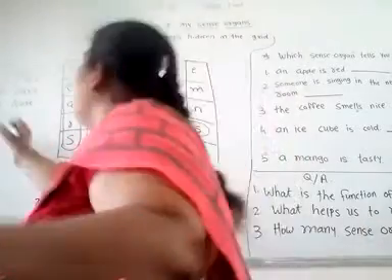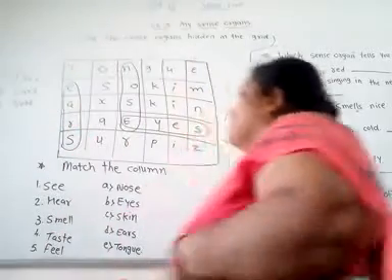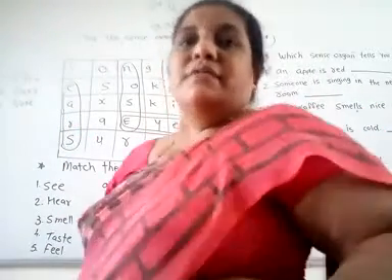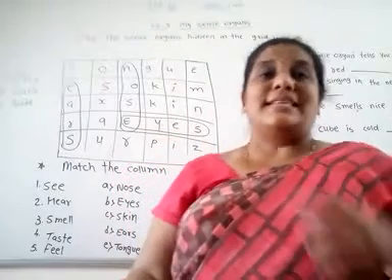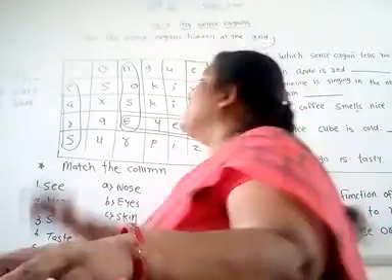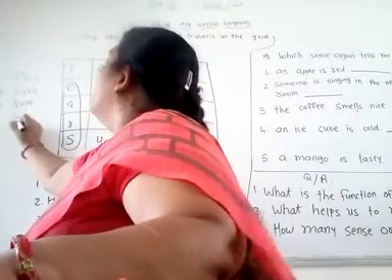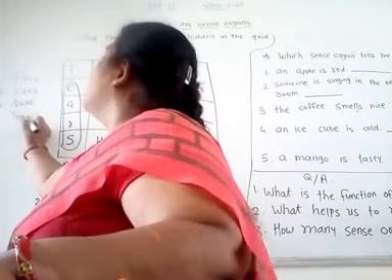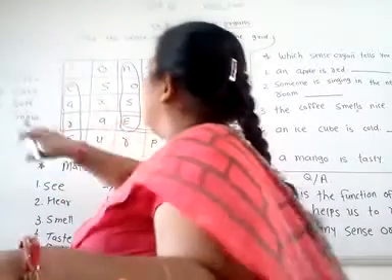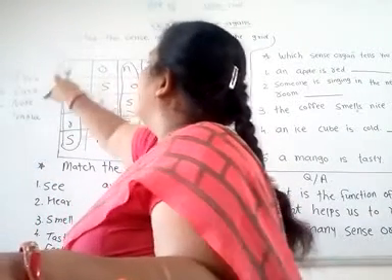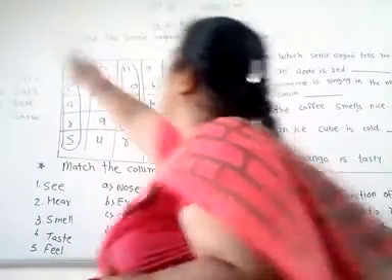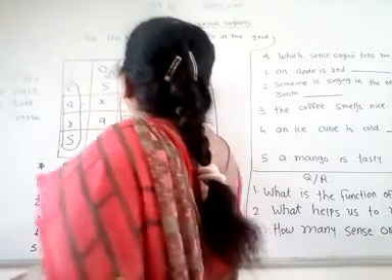Right. Now the fourth one. Which is our fourth sense organ? Can you tell me? Which sense organ helps us to taste? That is our tongue. So we have to find out tongue. What is the spelling of tongue? T-O-N-G-U-E. T here. O-N-G-U-E. Here is the tongue spelling. So we have to circle this.